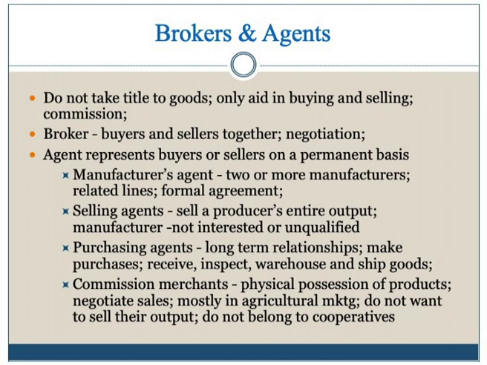Purchasing agents have long-term relationships with the purchasers. They make purchases, receive the goods, inspect the goods, warehouse or store the goods and ship goods. All these they do on behalf of the buyers. Commission merchants take physical possession of products. They negotiate sales, and this happens mostly in agricultural marketing. The farmers do not want to sell their output because they do not belong to any cooperatives or they are not interested in selling their output.